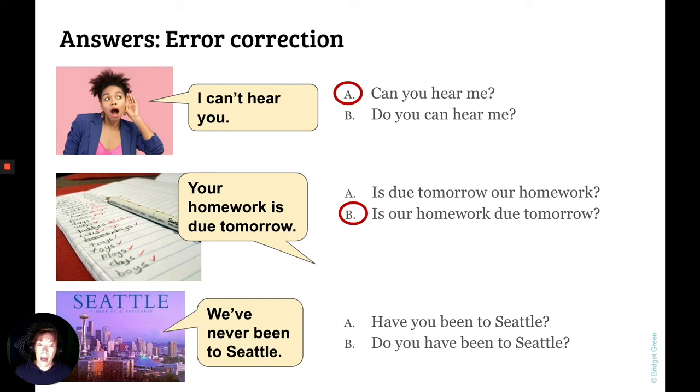We've never been to Seattle. Have you been to Seattle? Or have you ever been to Seattle? Right. Careful with making mistakes, and you can correct them.